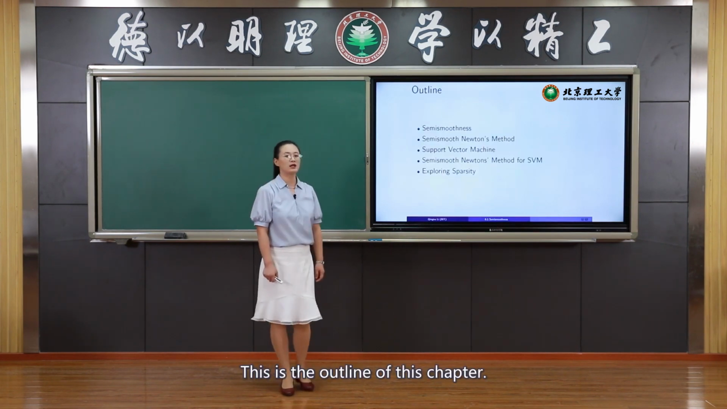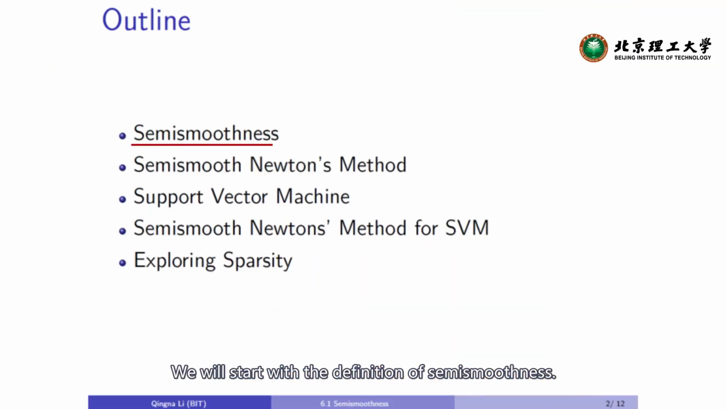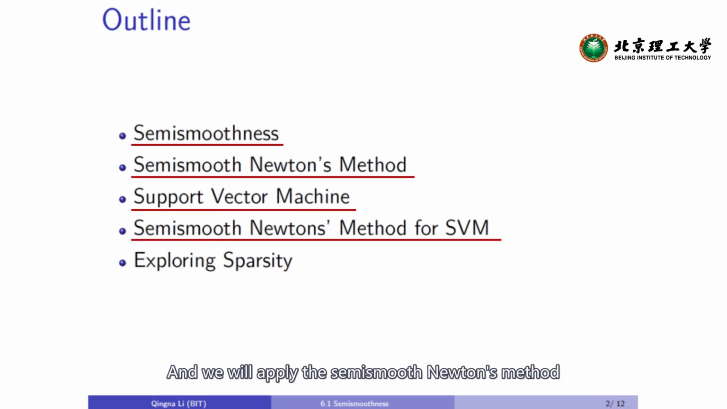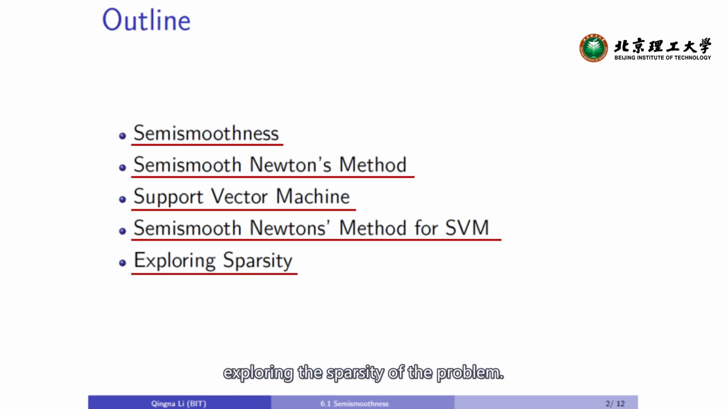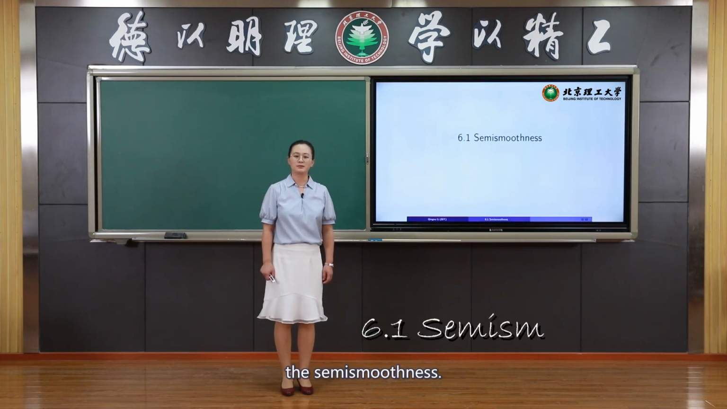This is the outline of this chapter. We will start with the definition of semi-smoothness, then we introduce the semi-smooth Newton's method. After that, we will discuss the support vector machine problem, and we will apply the semi-smooth Newton's method to that SVM problem. Finally, we will present some numerical results by exploring the sparsity of the problem. Now we start with the first part, the semi-smoothness.